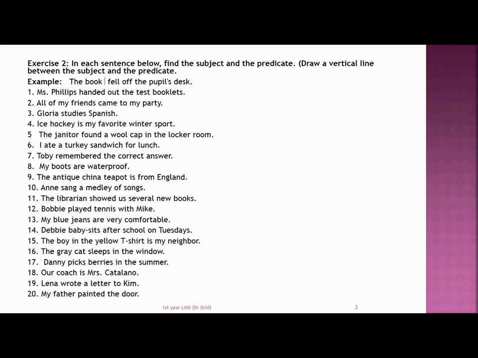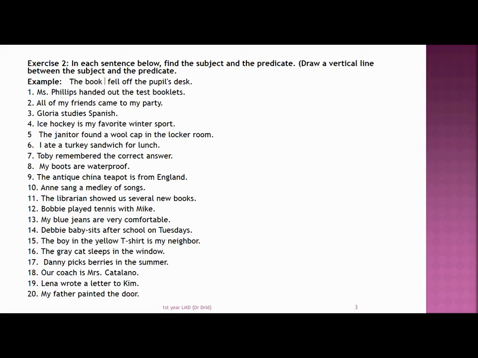An example is given. The book fell off the pupil's desk. You are asked to find the subject and the predicate. The book fell off the pupil's desk. Always look for the verb in order to find the beginning of the predicate. Fell off the pupil's desk is the predicate. The book is the subject.